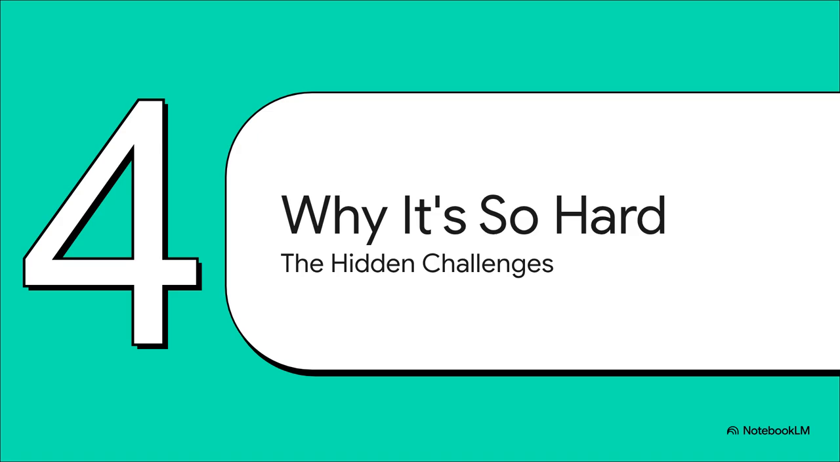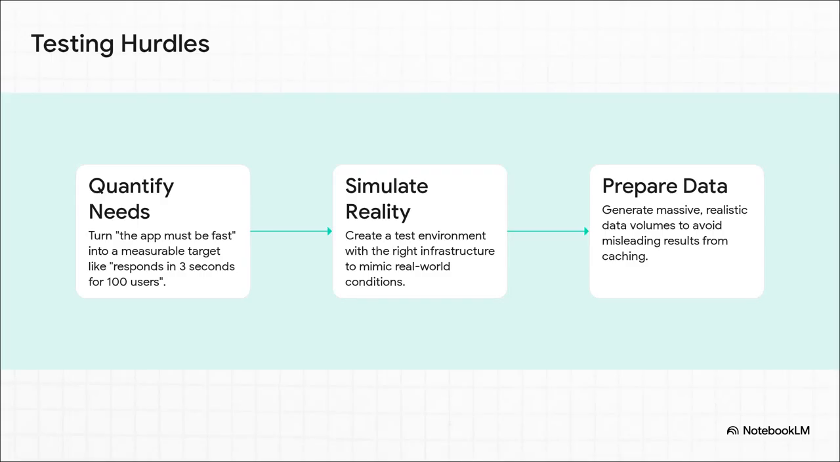So you might be thinking, okay, if all this testing is happening, why do things still go wrong? Well, it turns out that getting non-functional testing right is incredibly, incredibly difficult. And that brings us to some of the hidden challenges. First off, you have to turn a vague human request into a hard number. When someone says, the app needs to be fast, what does that even mean?